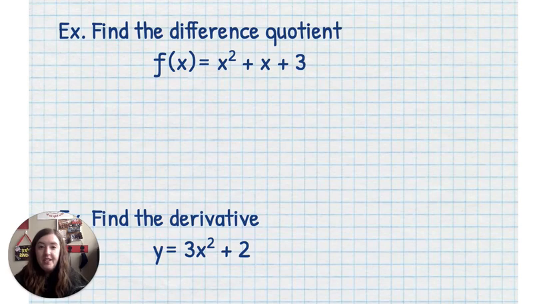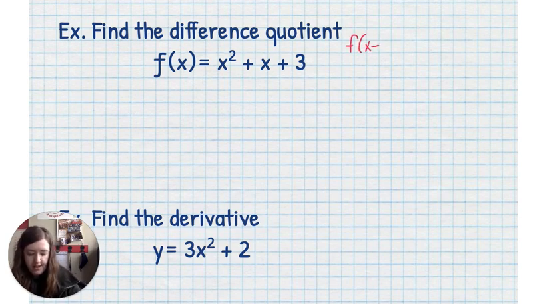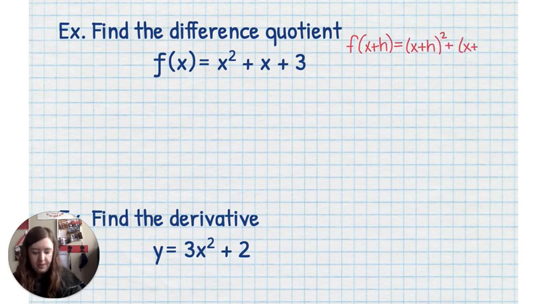All right, so let's find the difference quotient of this one. So what I like to do first is, of course, we're going to need that f of x plus h. So I'm going to try to find him. So everywhere I see an x in f of x, I'm going to put an x plus h. So I have x plus h squared plus x plus h, and 4x there. And then we'll have a plus 3 at the end.